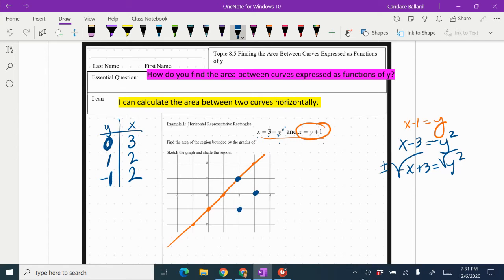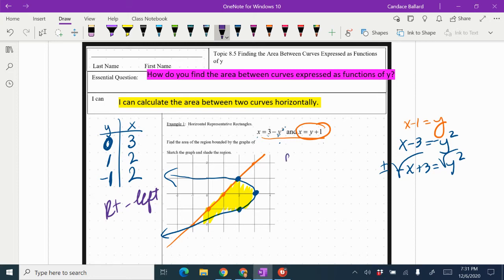So now we know it's got to be a parabola of some kind. It's just laying on its side this time instead of the way we normally see it. I don't know if I sketched it completely right, but it's at least enough to give us an idea of the region that we're looking at. When it's horizontal like this, we're always going to do the right minus the left instead of top minus bottom. So my right function is the blue function and my left function is the orange function.